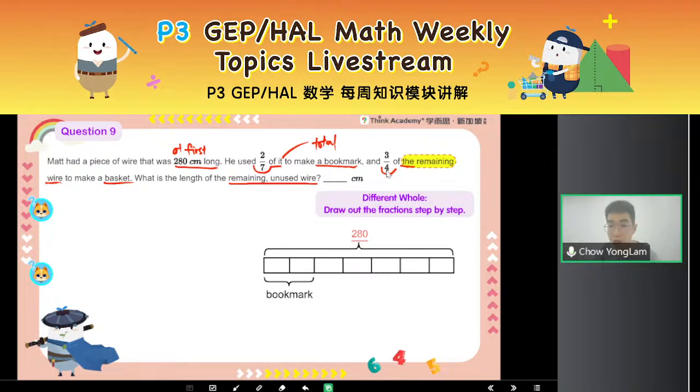And now 3/4 of the remaining. So which part is the remaining? Actually, it is these 5 units. These 5 units is the remaining after the bookmark. So you can label remaining first. Right. But then now what fraction of it is taken away? 3/4 of the remaining. Hello, you have 5 units here.